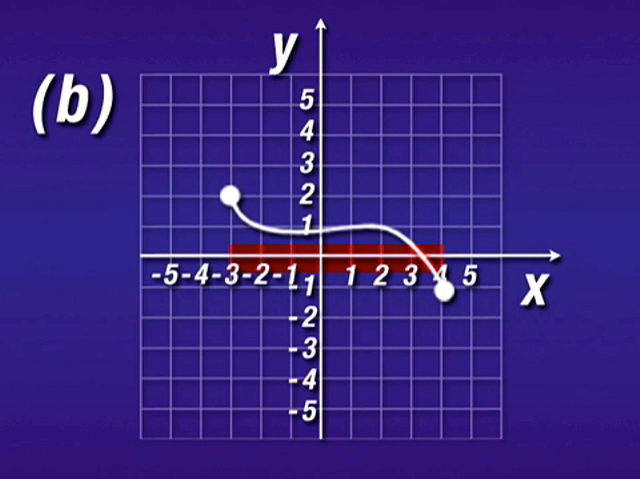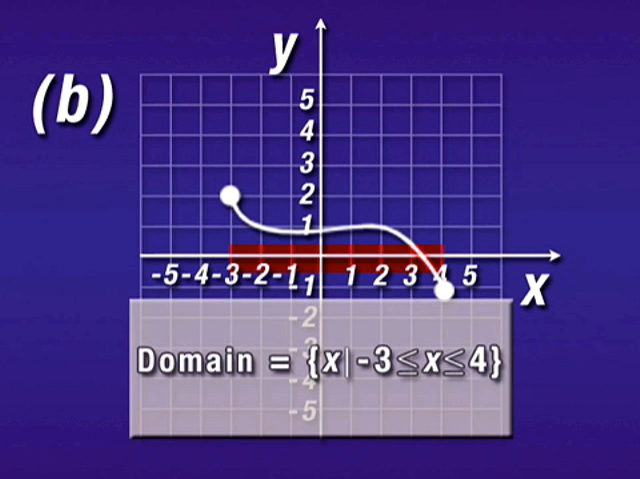For part B, we're asked to find the domain of f. The domain is going to be the graph's shadow or projection on the x-axis. And we can see that that would be between negative 3 and 4. So the domain of f we can write as the set of all x such that negative 3 is less than or equal to x, and x is less than or equal to 4.